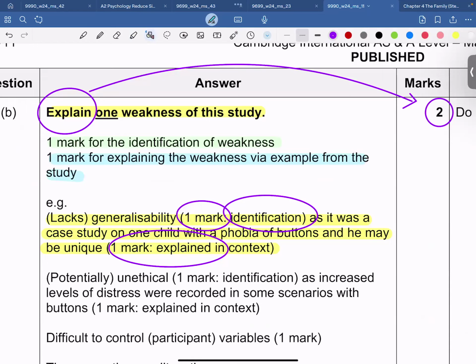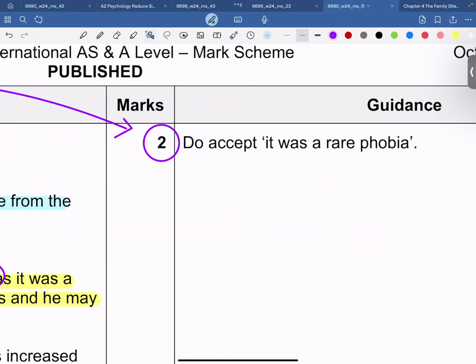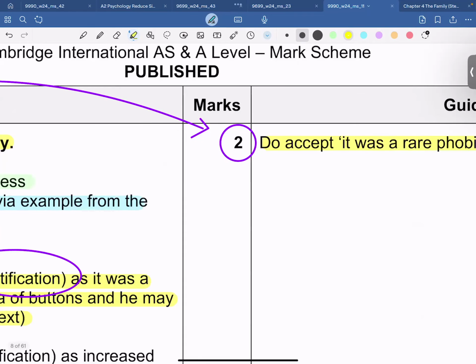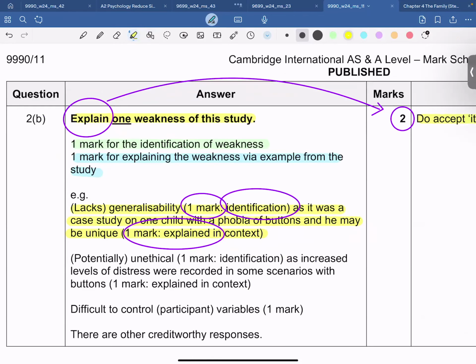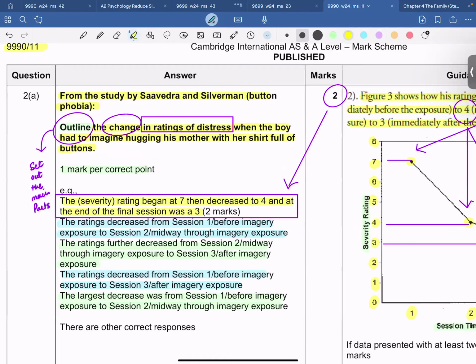Keeping this in mind, know that the examiner says you would not be credited, you would not get a mark, if you simply write it was a rare phobia. I hope this was helpful, and I hope you now know that you need to know details about these studies. Thank you.